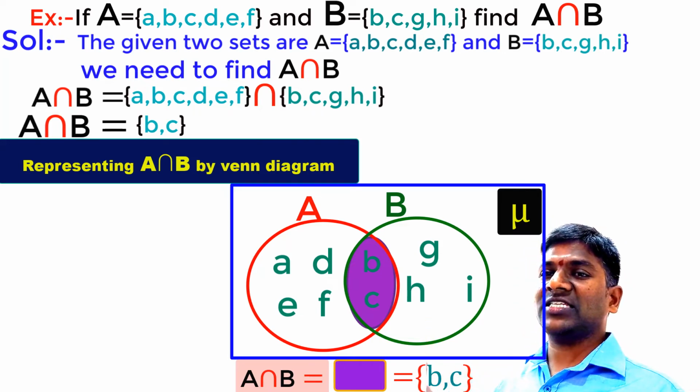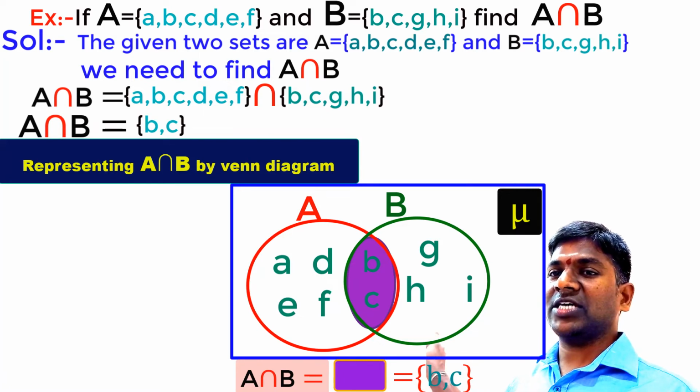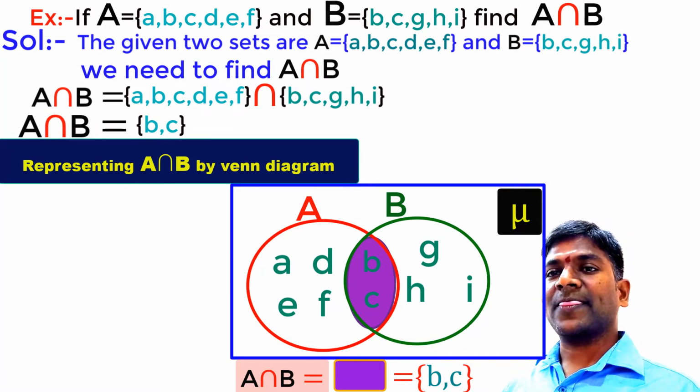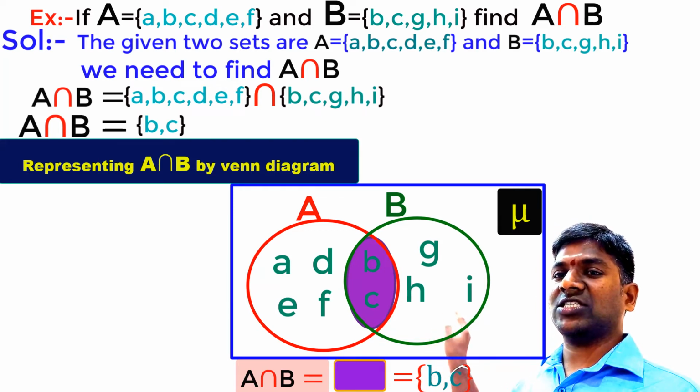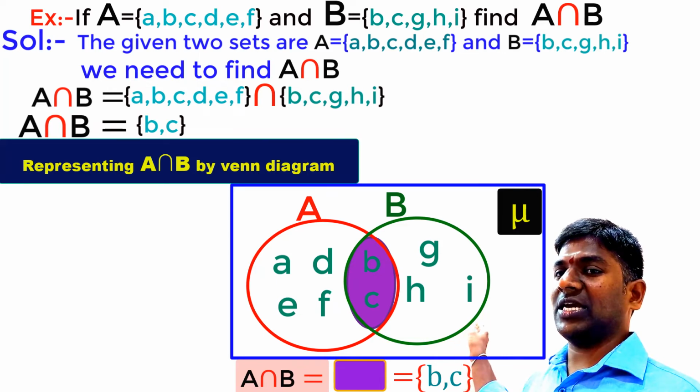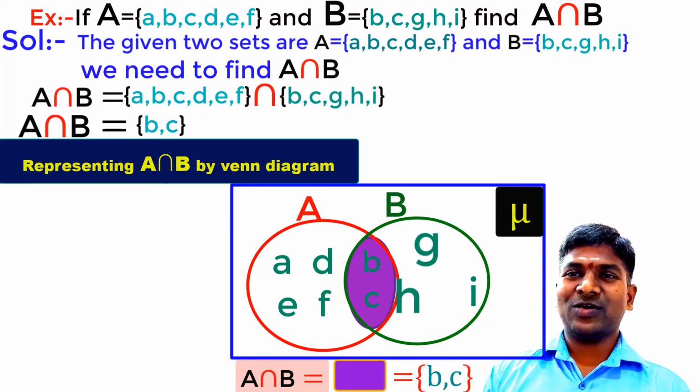Now the final answer is A intersection B is equal to the shaded part with square box, that is equal to, the elements in the shaded part are B and C. A intersection B is equal to B, C is the answer.